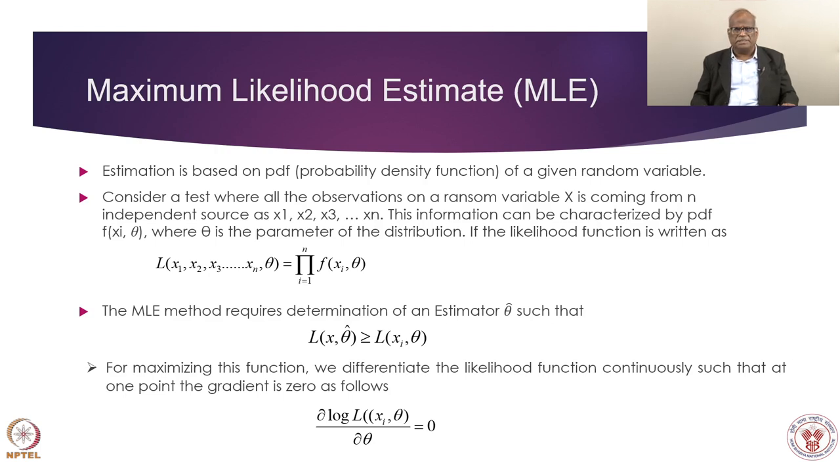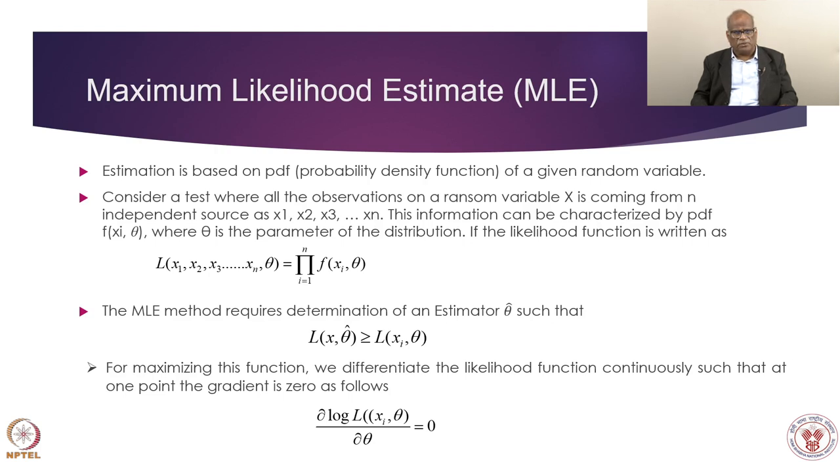Now we are writing a likelihood function. That is, what is the likelihood of this parameter approaching the real value. A likelihood function can be written as L, where L indicates the likelihood function, x1, x2, and xn are the observations, and theta is the parameter value. It can be represented by the product for i equal to 1 to n of the function of xi and theta. It's called the joint probability distribution function.